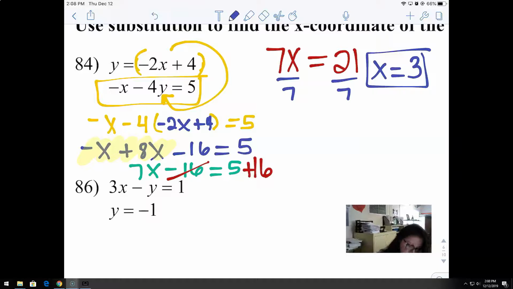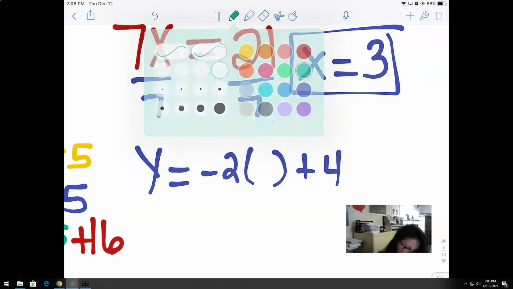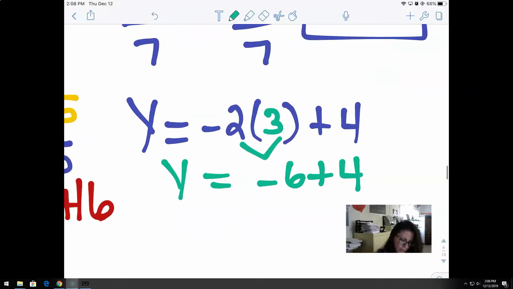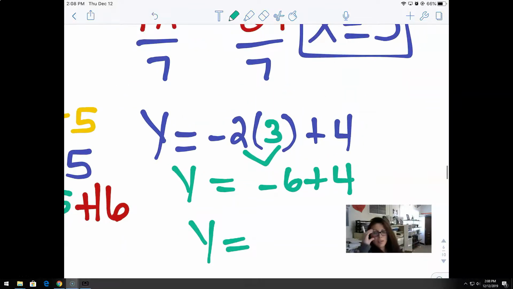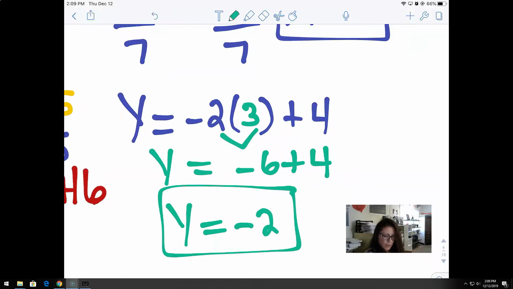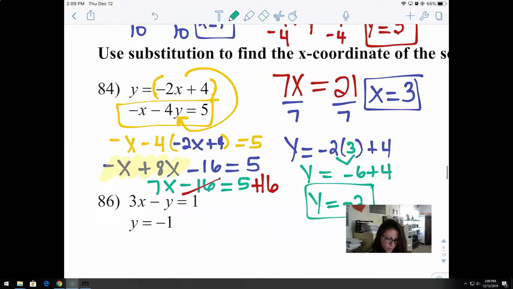Now I'm going to plug 3 into the top equation since it's already solved for y. So y equals negative 2x plus 4. Well, we just said x is 3, so I'm going to plug in a 3. You get y equals a negative 2 times 3 is a negative 6, plus 4. And now y equals negative 6 plus 4, which is a negative 2. So my solution for this system is the ordered pair 3, negative 2.